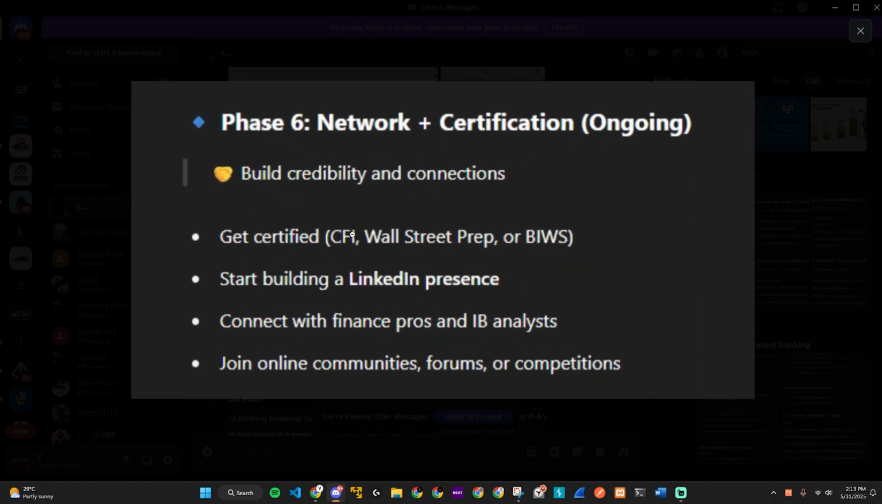CFI, which is... CPI is Consumer Price Index. What is CFI? Chief Finance, I don't know, certification, right?